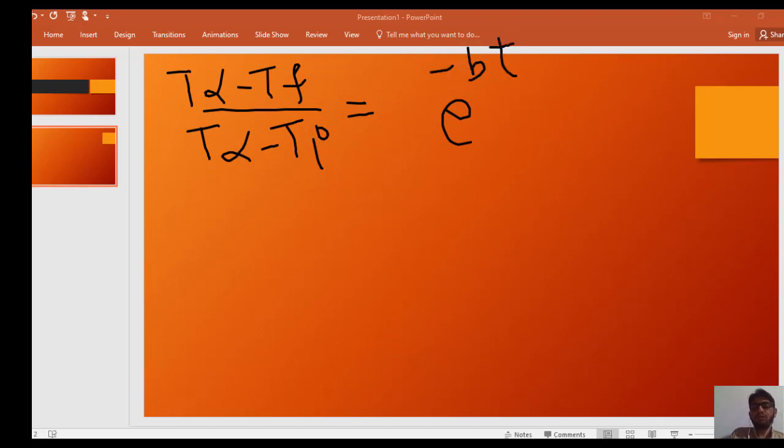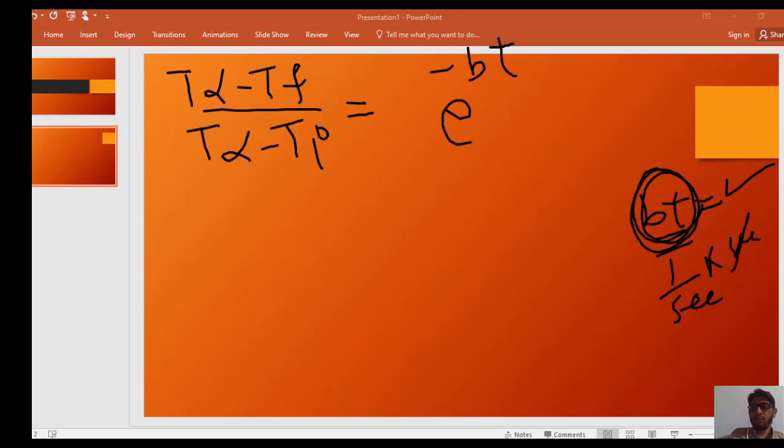The unit of B is 1 over second or 1 over time, and there is no unit of BT. It is a dimensionless number, when these two are multiplied. So if we increase the time, the temperature will change. Similarly, if we change the B, the temperature will also change.